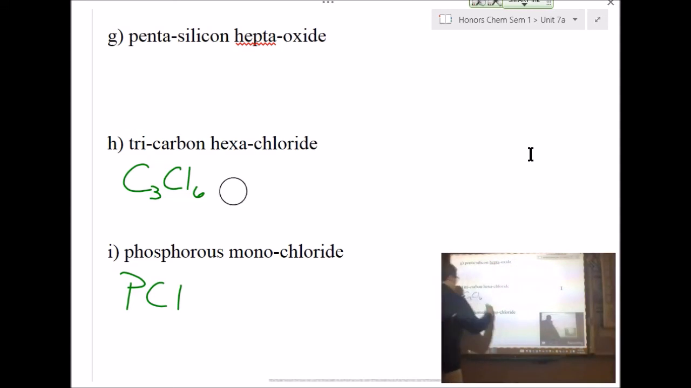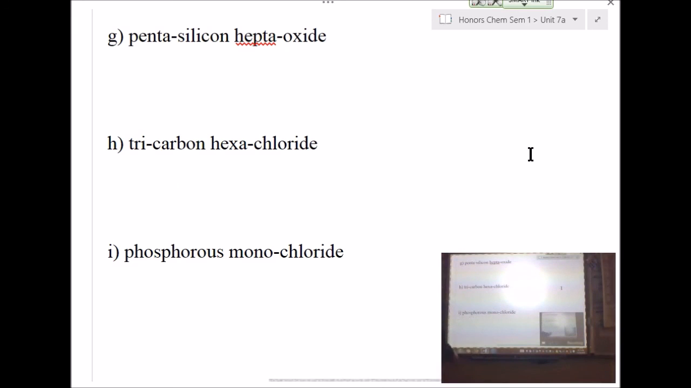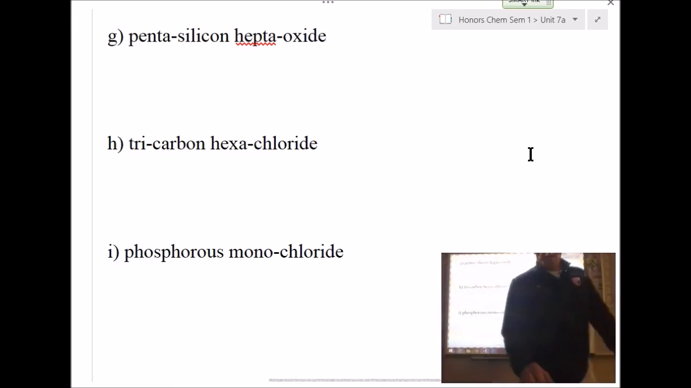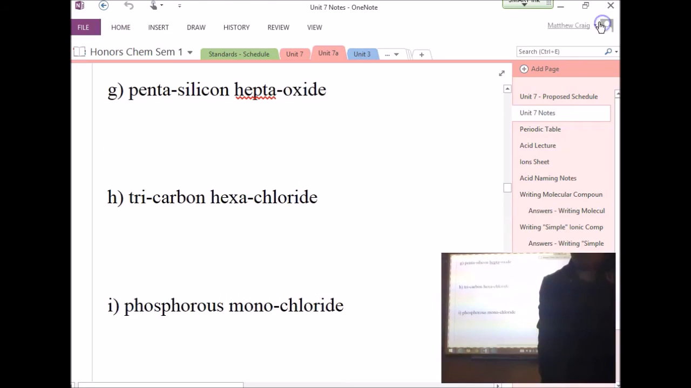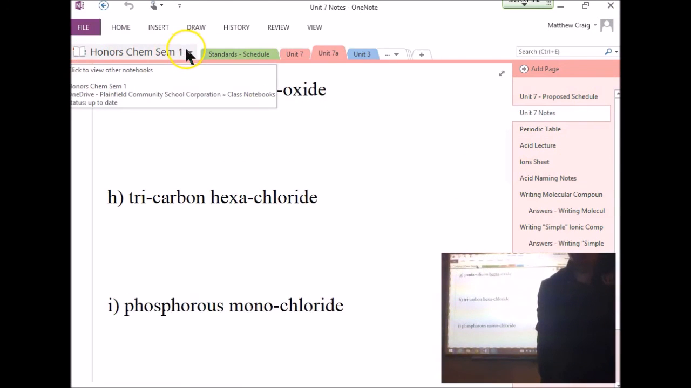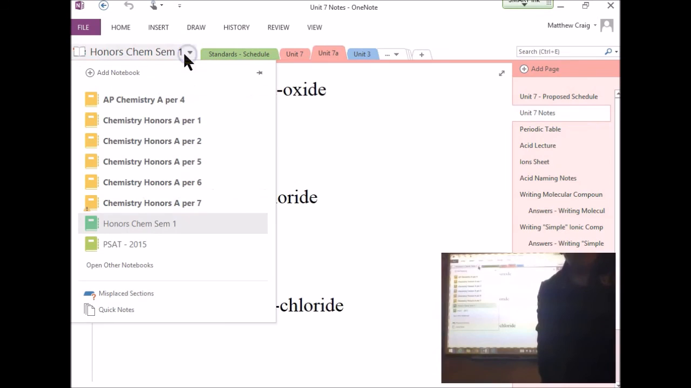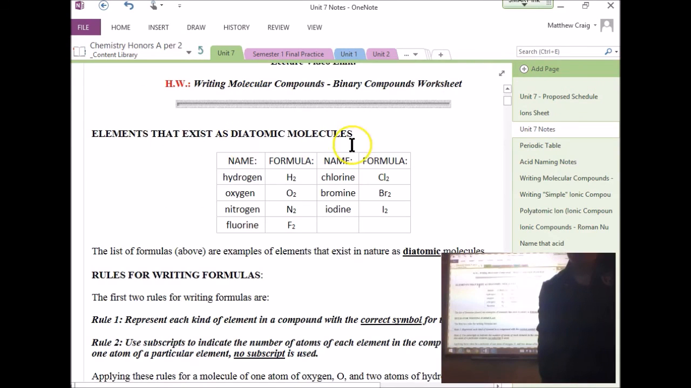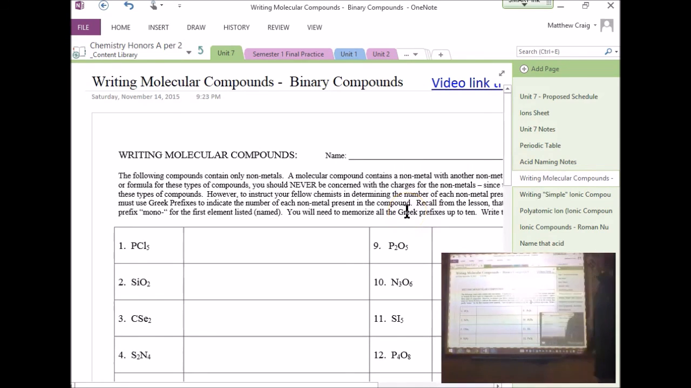Don't you feel smarter that you're now writing chemical formulas? All right, the homework. What's on the board? So the homework is this one, writing molecular compounds, binary compounds. And I did make a video link. Sadly, none of you will probably watch it. There's been 24 hits on it so far, and it's a year old, so it's pretty pathetic.